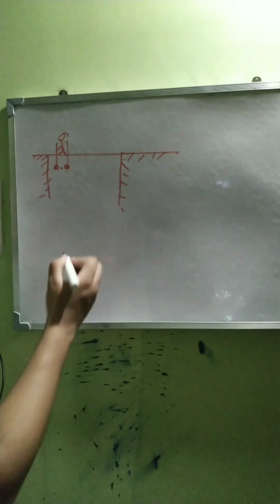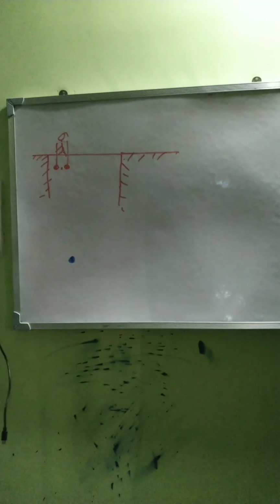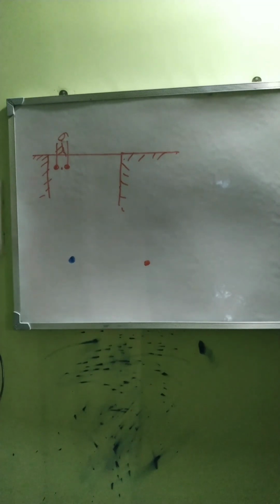Now suppose this is the center of mass of the man. I am presenting the center of mass of the man with the blue pen and the center of mass of the two masses with the red pen. Here, center of mass of the two masses.